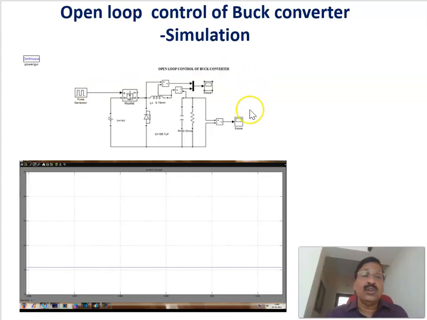And this is the circuit of the buck converter that is simulated using MATLAB. This is the source, and this is the switch, the inductor, the capacitance and the load. And this is a freewheeling diode. So this is the output voltage which we get, 6 volts.